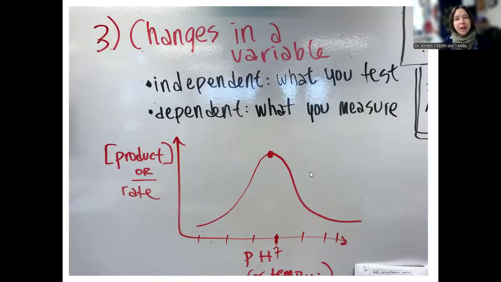And then the third one is changes in a variable. Remember that the independent variable is what you test, the dependent variable is what you measure. In this particular case, it says pH or temp. We're looking at a graph where the x-axis represents different test tubes with different environmental conditions. In this case, it's pH, it could be temperature. And then over here, you're seeing the amount of product after a certain amount of time, or sometimes you'll see it reported as an initial rate of reaction.